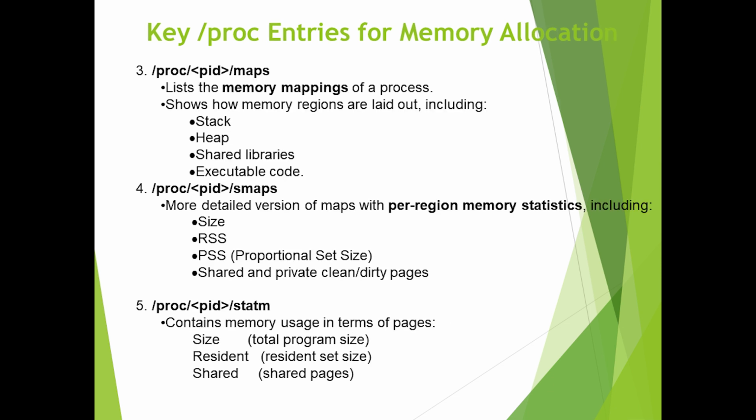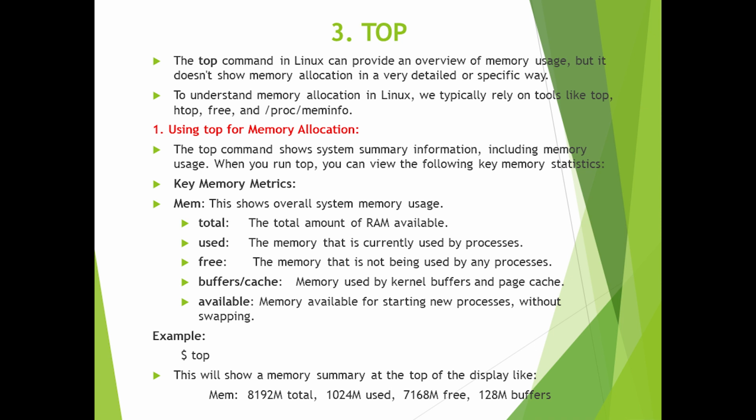And the third one lists the memory mapping of a process. It shows how memory regions are laid out, including stack, heap, shared libraries, and executable code. It also provides information about the memory usage in terms of pages, that is the size of the page, resident set size, and shared pages.